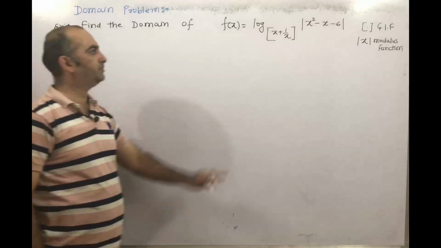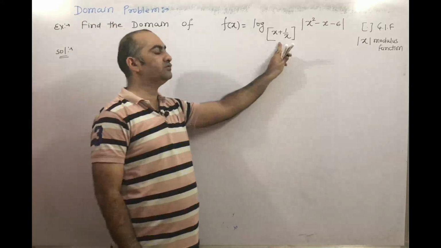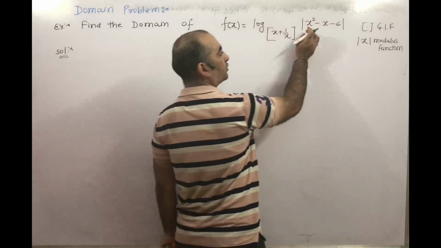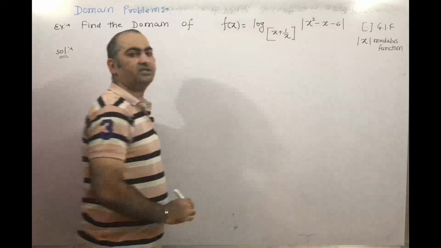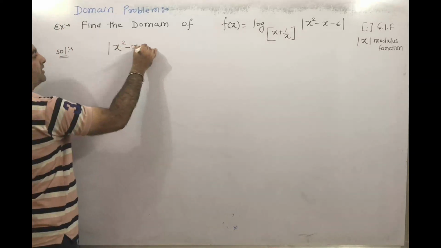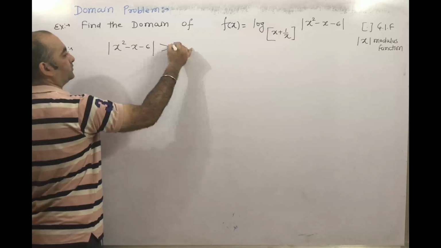So first thing, log should be defined. Here the base is also variable, so both things we have to take care of. First thing is modulus of x square minus x minus 6. This must be greater than 0. So modulus of x square minus x minus 6 must be greater than 0.